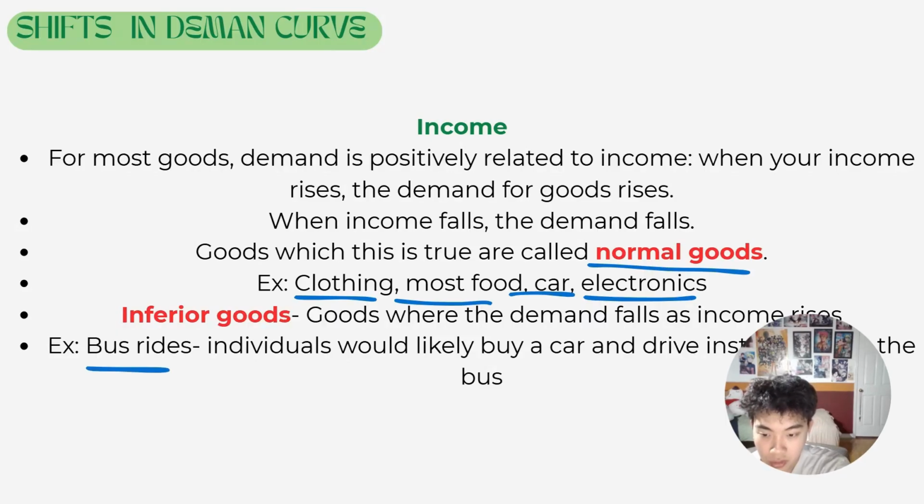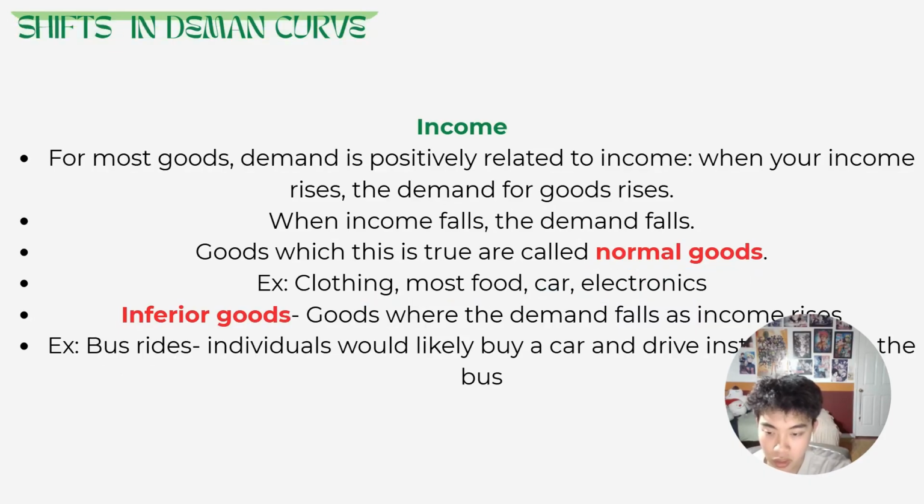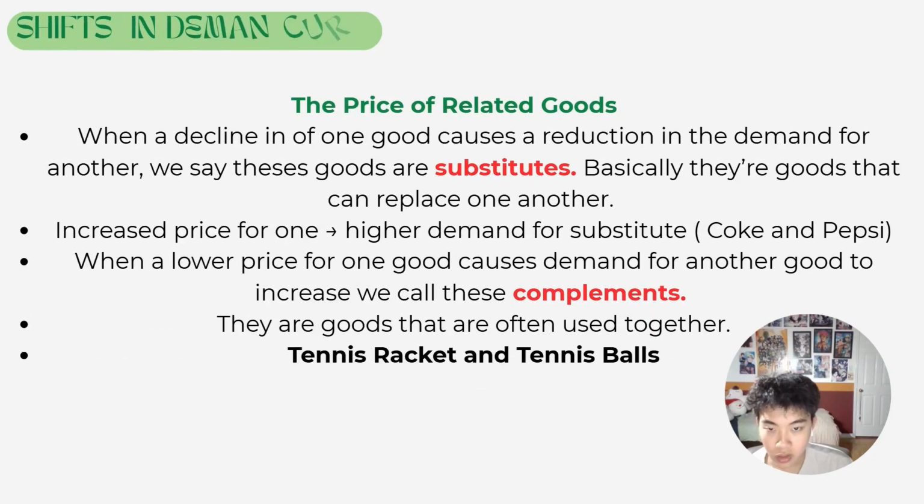Inferior goods are goods where demand falls as income rises. An example would be bus rides. Individuals would likely buy a car and drive instead of taking the bus. So they would make more money, so the demand for bus rides will decrease. We call these normal and inferior goods.